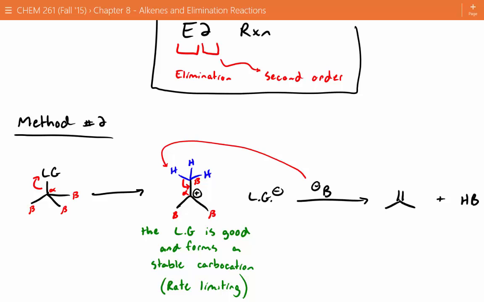Or for this method two? Tertiary. We need to form a stable carbocation. With the E2 mechanism, it can occur at a primary carbon or a secondary carbon, but you don't often see it with tertiary.